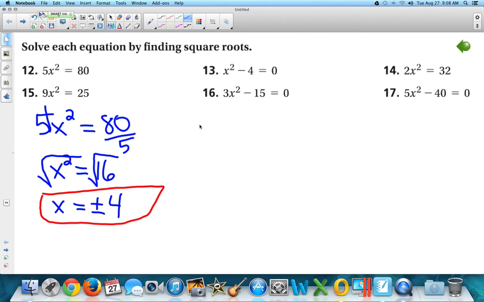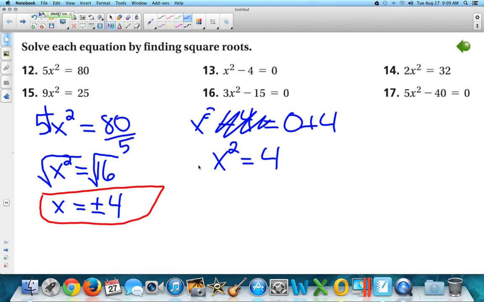Now let's work the second one. We've got x squared minus 4 equals 0. So that's x squared minus 4 equals 0. I'm going to move the 4 to the opposite side by addition. So I'm going to add 4 over here. So this is now gone. So now I know that x squared equals 4.